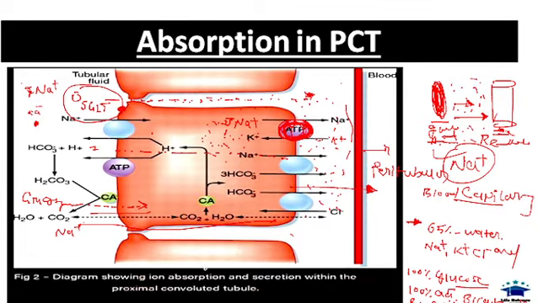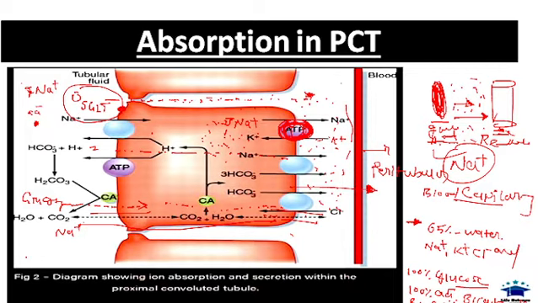Then glucose crosses the basolateral membrane via facilitated diffusion, so no energy is required for this. If we want to transfer glucose from the lumen side to the interstitial side, it happens with the help of facilitated diffusion.